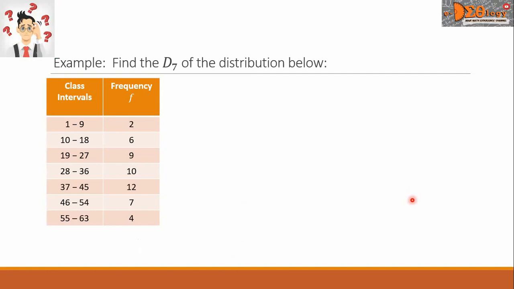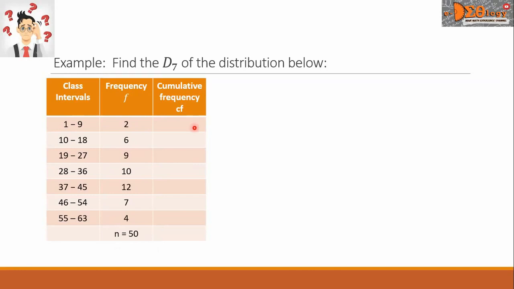Let us see this example. Find the 7th decile of the distribution below. We have two columns here. The first column is for the class intervals, and we have 7 classes here. The second column is for the frequency, and the respective frequencies are also written. Now, for our first step, let us compute the total number of frequency, and that is the n. This is equal to 50.